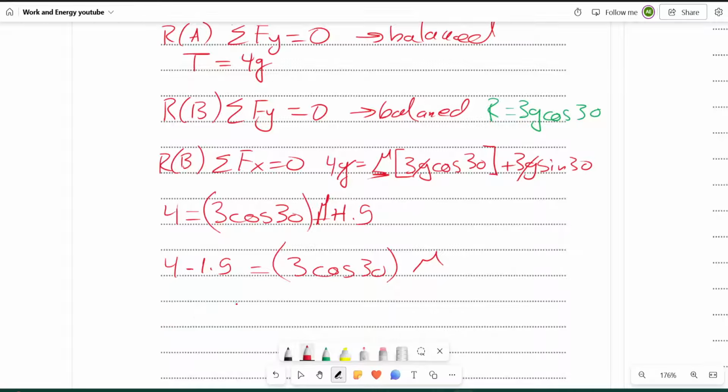If I want mu, I'm going to divide both sides by 3 cosine 30. So mu is going to equal 4 minus 1.5 over 3 cosine 30. That gives me an answer of 0.962. This is the coefficient of friction. The coefficient of friction does not have any units.